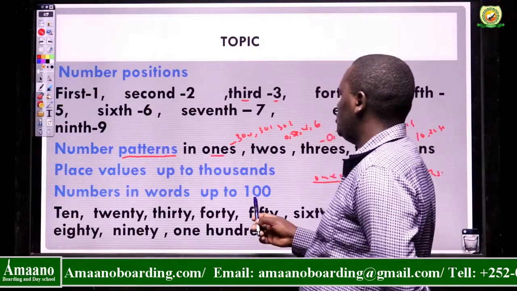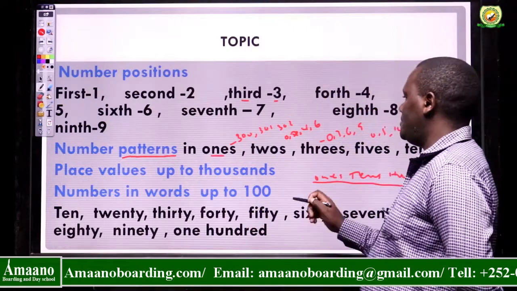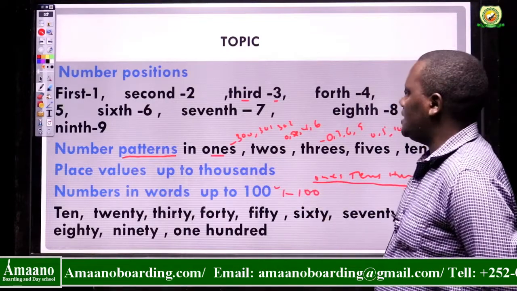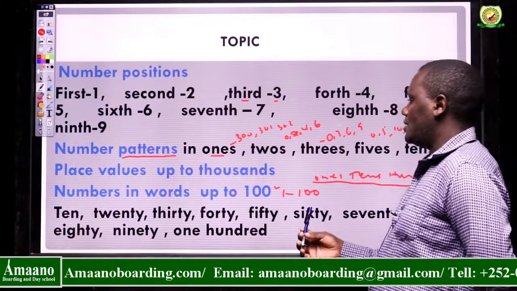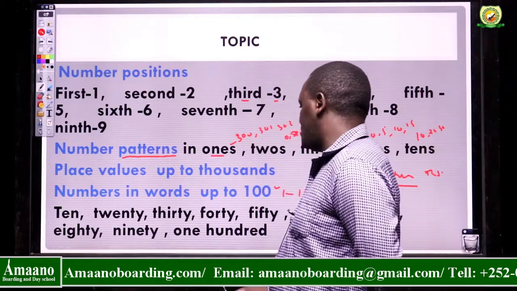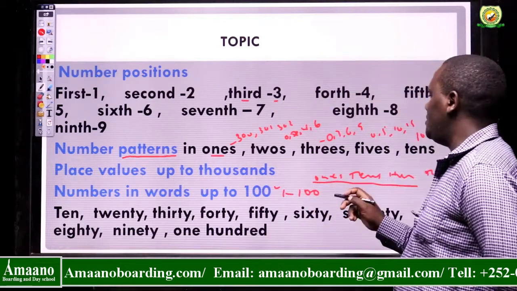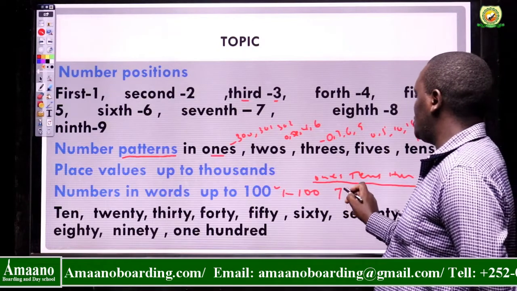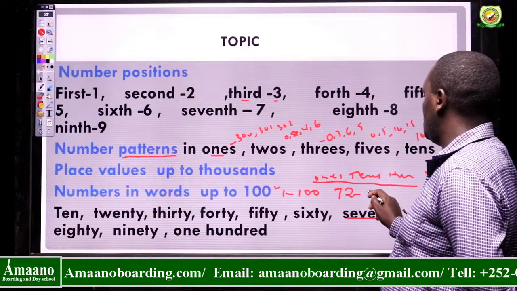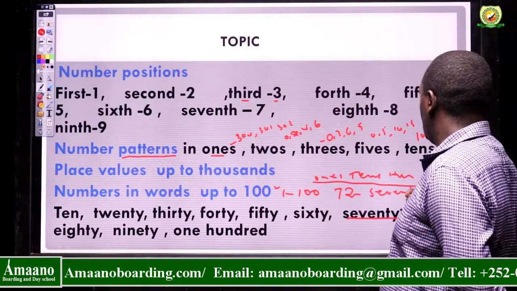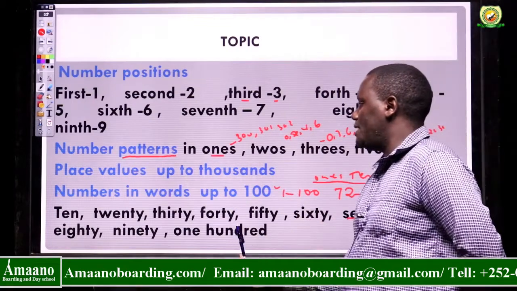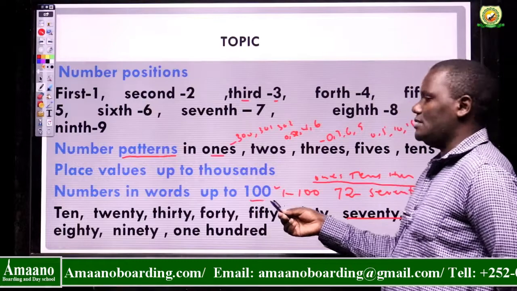We shall also look at the number in words up to 100. Revise on how to write numbers in figures and words up to 100. I've given you some examples here. In tens, that's 10, 20, up to 100. But for you, you'll be asked, maybe, how we call this one. That is 70, then 72. So revise on this number in words and figures up to 100.